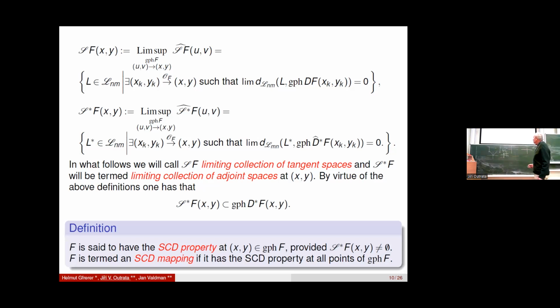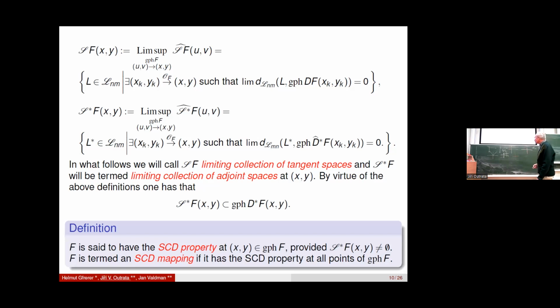Fine. And now I can finally proceed to the main definition of this part, namely this SCD property. Before I do this, observe that always the value of this collection of adjoint spaces, this S star F at the point x, is a subset of the graph of the limiting co-derivative. It's a proper subset in many situations. Therefore, the definition is as follows. Our multifunction F is said to have the SCD property at a point xy from its graph, provided this limiting collection of subspaces defined in this way is non-empty.